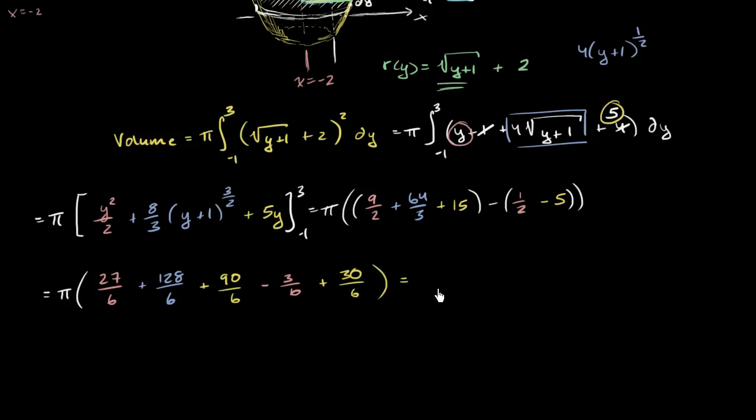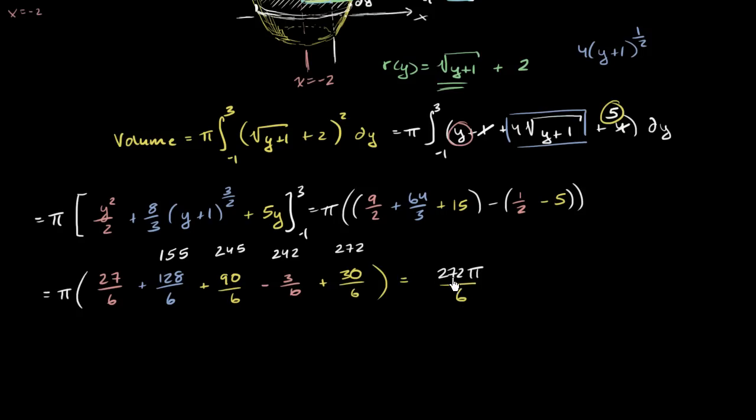And so our denominator is going to be 6. We have this pi over here, and then we just have to figure out what the numerator is. So let's see if I can do this in my head. 27 plus 128 is going to be 155. Is that right? Yeah, 155. Plus 90 gets us to 245. Minus 3, you subtract 3 from that, you get to 242. And then you add 30 to that, you get to 272. So we're left with 272 pi over 6.